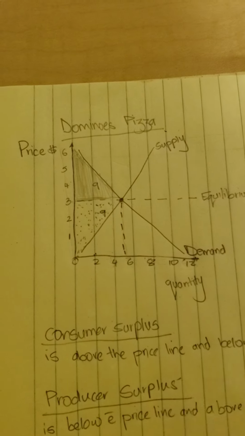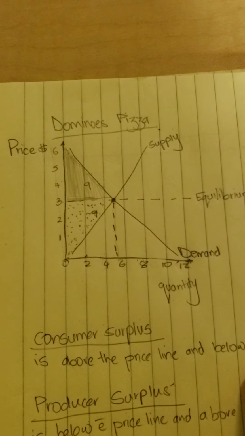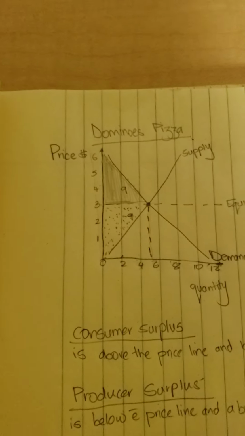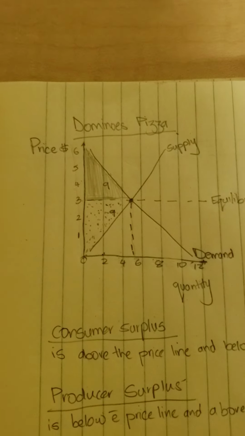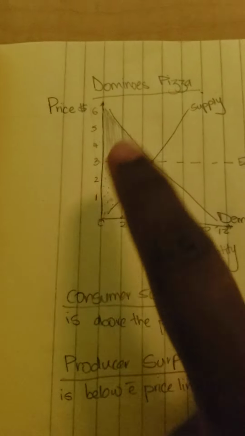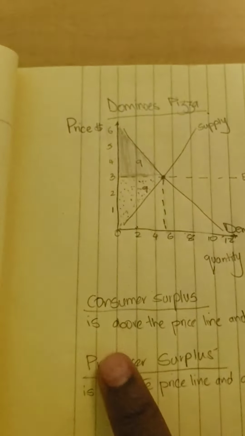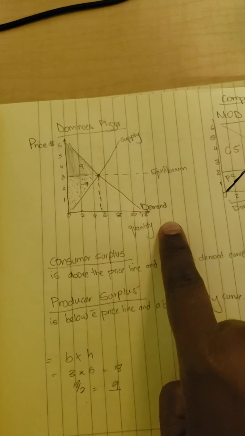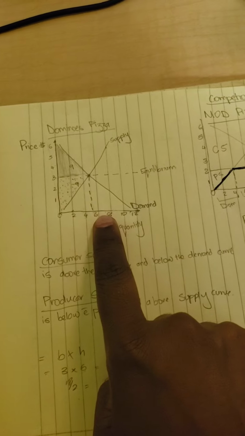So today I'll be teaching us about consumer surplus, demand and producer surplus, and how tariffs affect all of that with our products. So today we'll be talking about Domino's Pizza. As you can see, this is the supply curve and this is the demand curve, and then this is the equilibrium. Price and quantity is 6.